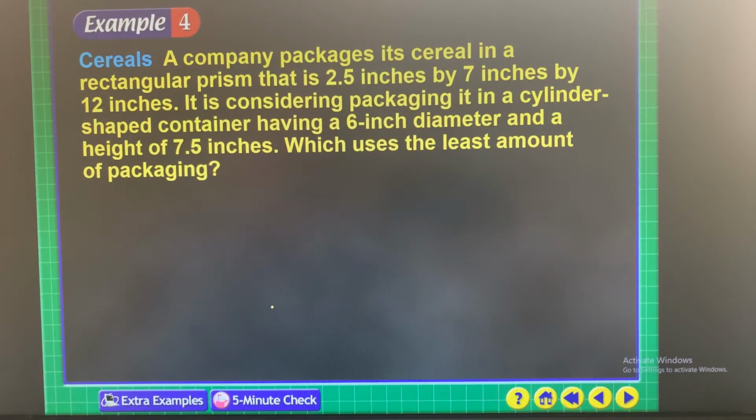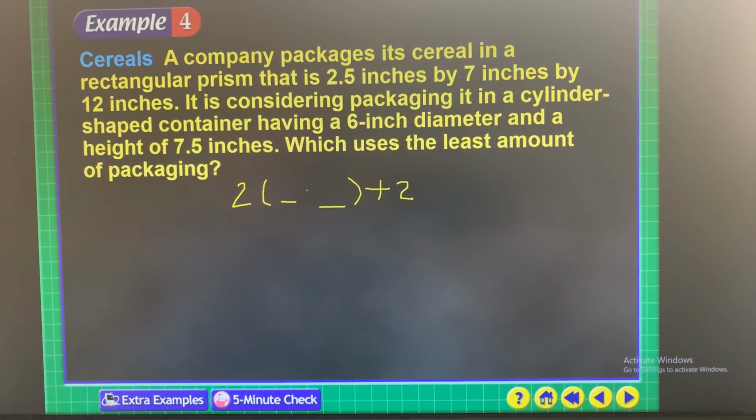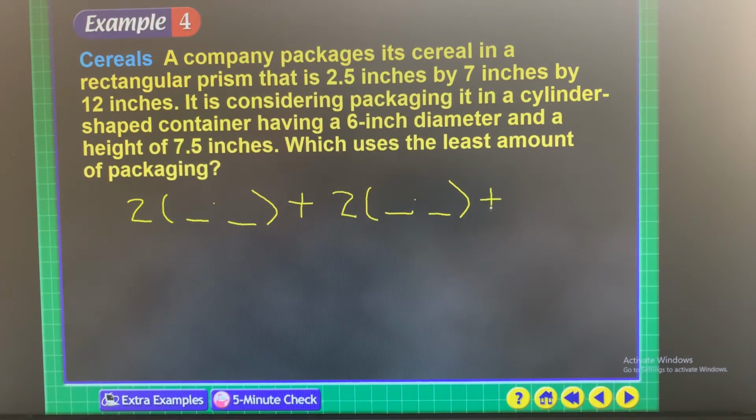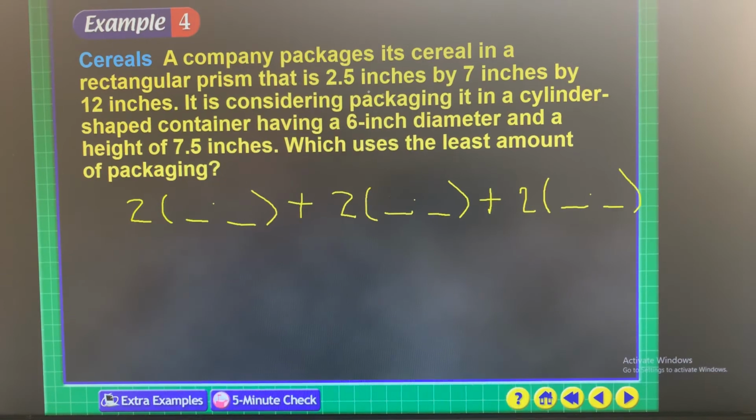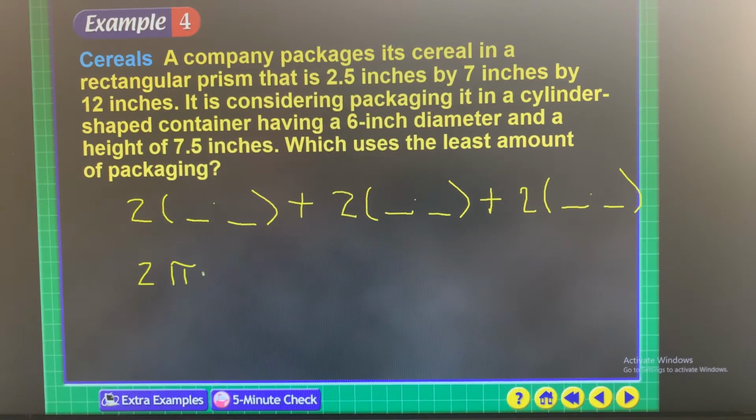A company packages its cereal in a rectangular prism. So remember rectangular prism. We did this. Let's try it again. 2, and you have length times width plus 2, another rectangle, length times width plus 2, another rectangle, length times width. And then it says it's considering packaging it in a cylinder. Well, we know a cylinder, 2 pi r squared plus 2 pi r h. Usually in this formula, this is what I see people forget, or they forget to multiply it by 2. Remember, it's being multiplied by 2 because there's 2 circles, okay? So keep that in mind.